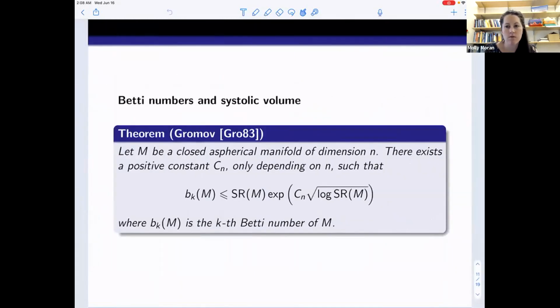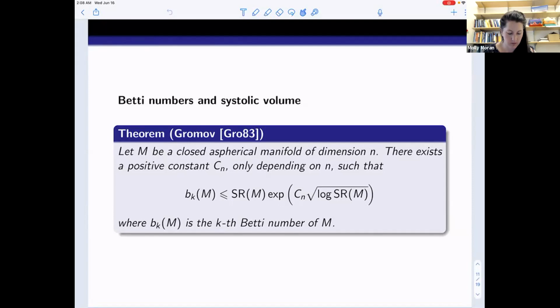And next, I want to introduce the relation between homology complexity and systolic volume. There is one theorem proved by Gromov. If we consider a closed spherical manifold of dimension n, then we have this relation between the Betti number and the systolic volume. We have this inequality. The Betti number has an upper bound in terms of the systolic volume.